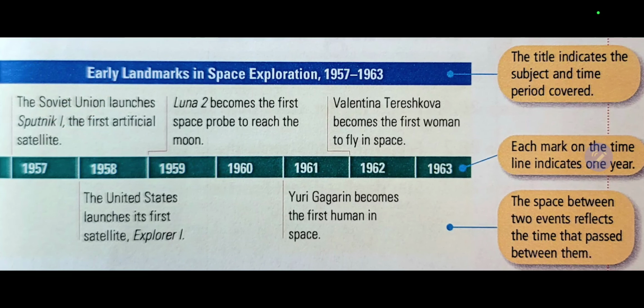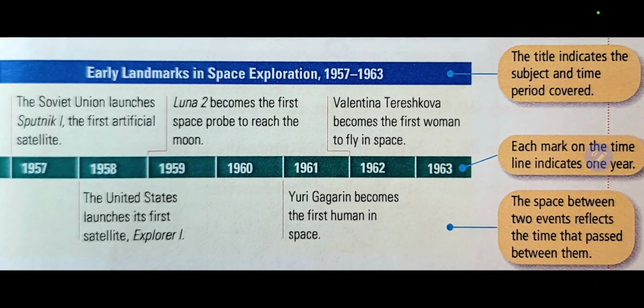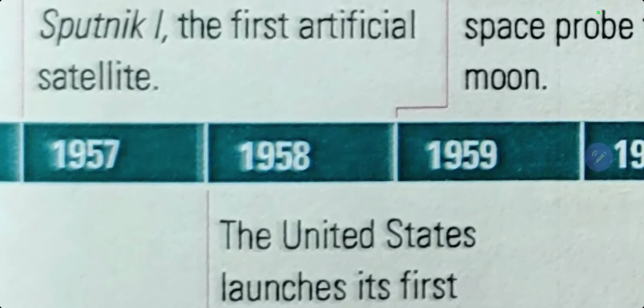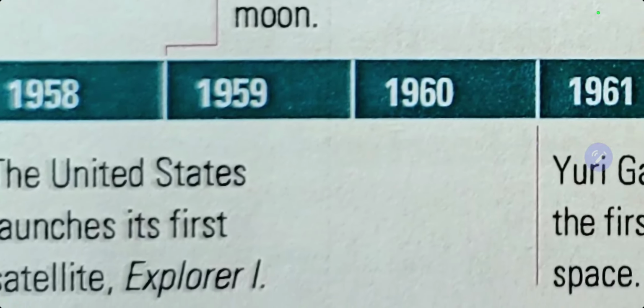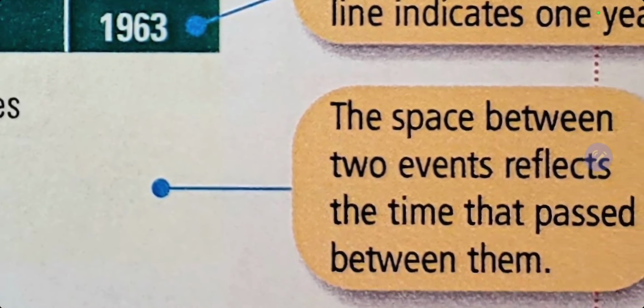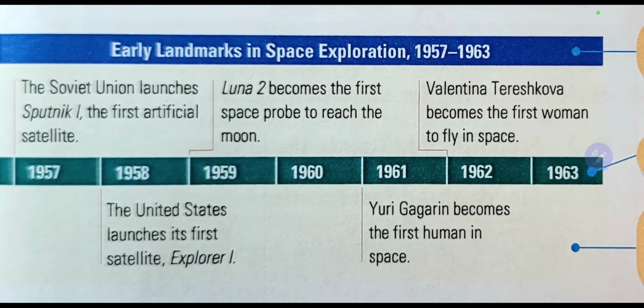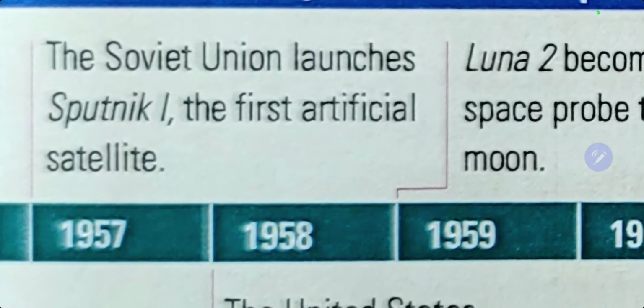And this is a timeline. The title of a timeline indicates the subject and time period that occurs. And each time period here is 1 year and what happened during that 1 year. Sometimes it's blank and sometimes it's empty too. And the spaces between the 2 events reflect the time that passed between them. So like in 1957, the Soviet Union launched Sputnik 1, which is the first artificial satellite. The only natural satellite of Earth is the moon.